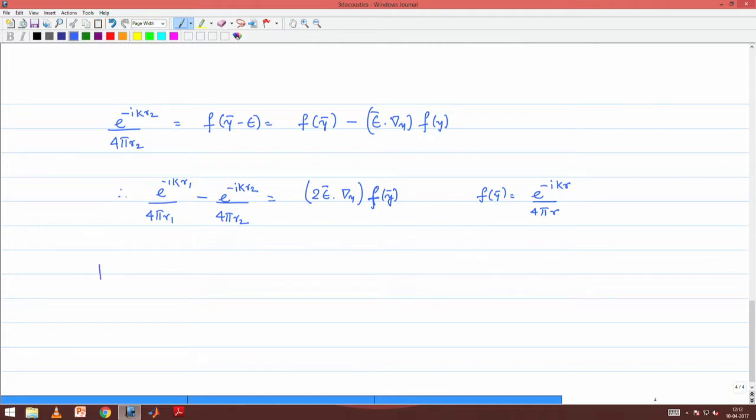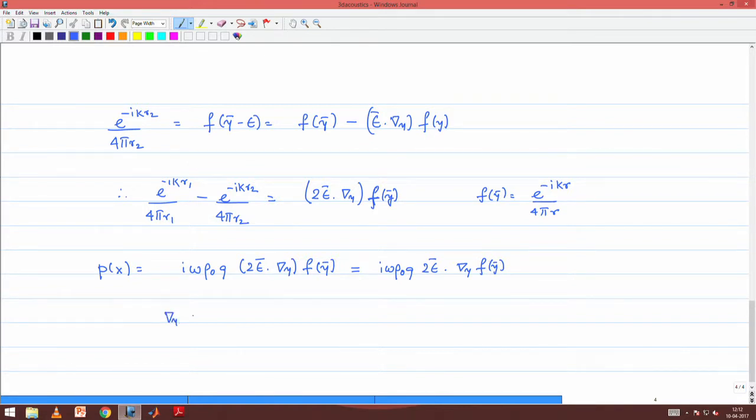So, therefore, the total pressure at the point of interest will be i omega rho 0 q into 2 epsilon dot del y into f evaluated at y, but epsilon is a vector, we will keep track of that. Similarly, gradient is a vector operator, we will keep track of that also. So, we could write this expression in the following fashion: i omega rho 0 q 2 epsilon dot del y f evaluated at y, right.